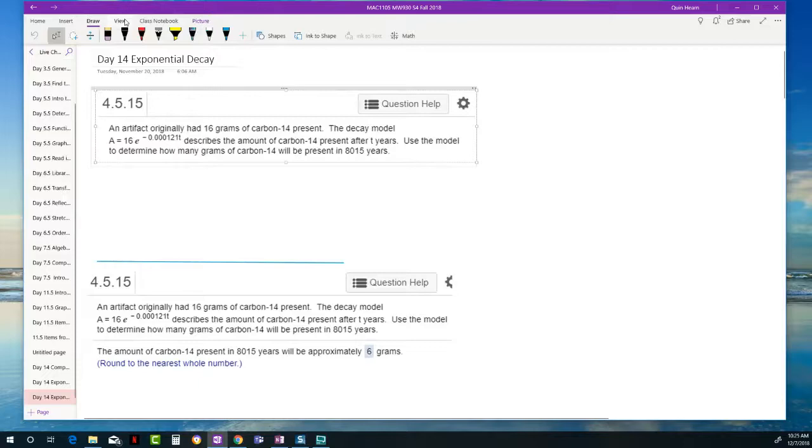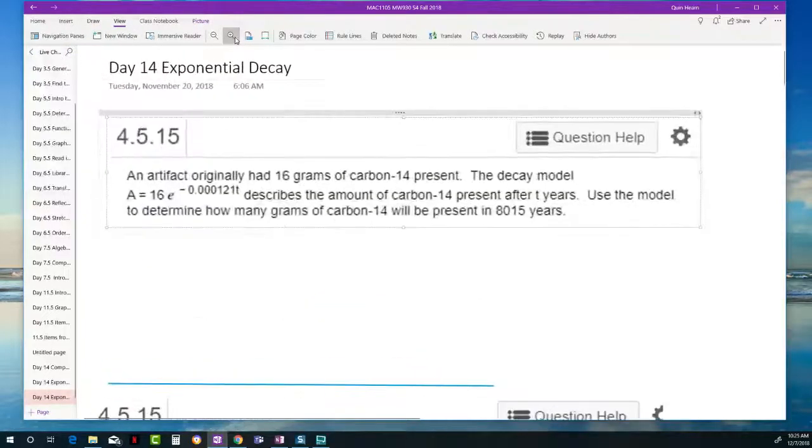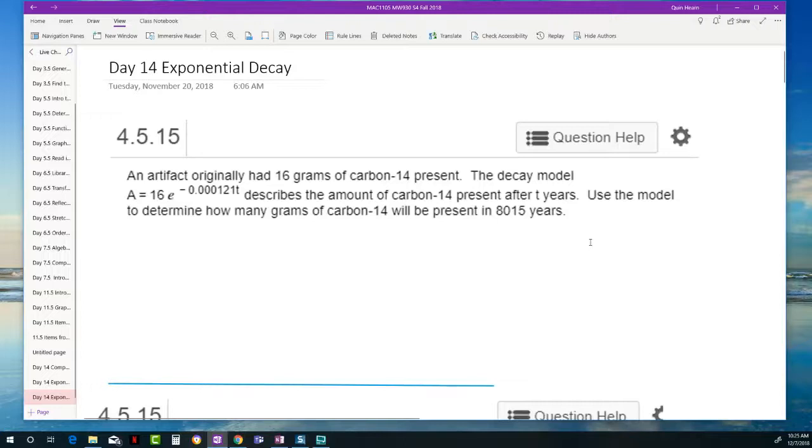So remember, decay is when the quantity that is accumulating is actually declining. Instead of accumulating, getting bigger, we're having fewer of them. So your K value is actually negative. That's your growth rate is negative.